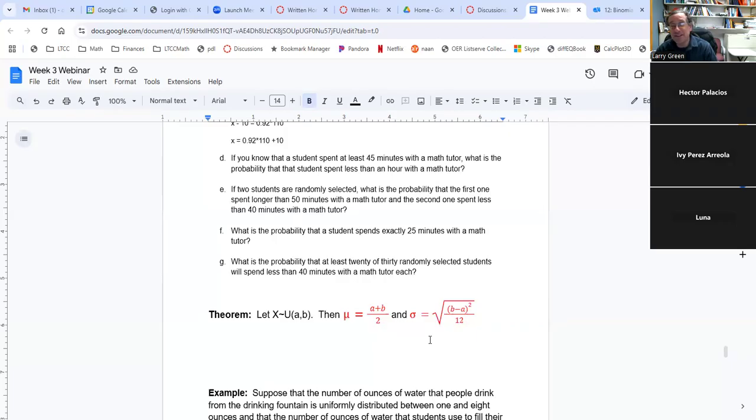Okay, the standard deviation, on the other hand, if I asked you, how do you find that? Then unless you've had calculus, you have no chance other than here's the formula and write it down. And that is the standard deviation, we use sigma for standard deviation, is equal to the square root of (b minus a) quantity squared divided by 12.